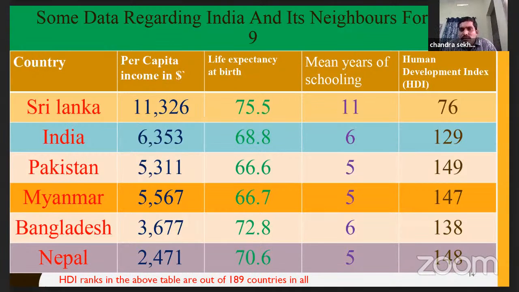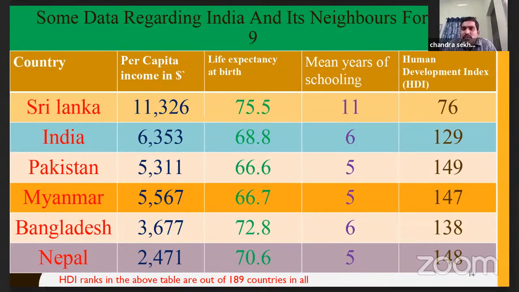So when we compare these three parameters, Sri Lanka got 76th rank in Human Development Index 2018. India got 129 rank. Pakistan 149, Myanmar 147, Bangladesh 138, Nepal 148. So by observing this table, Sri Lanka stood in a better place than other countries.